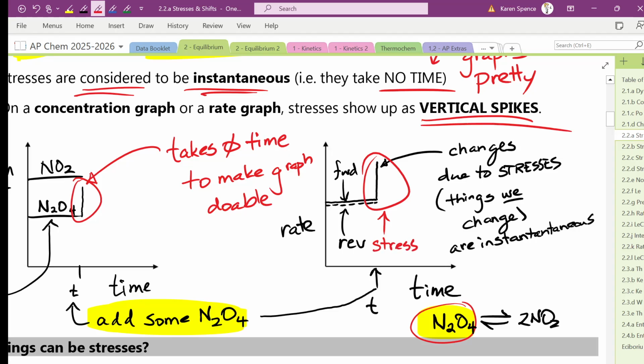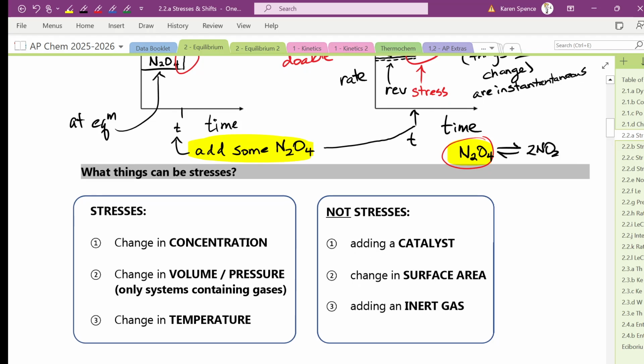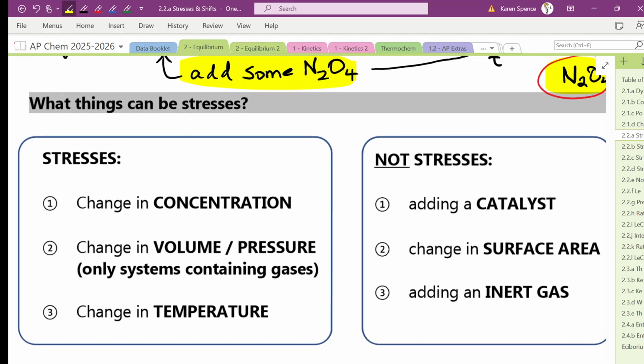So stresses are vertical. So what things can be stresses? Well, a change in concentration. We've already done a change in temperature and a change in volume or pressure. All of those things are stresses.